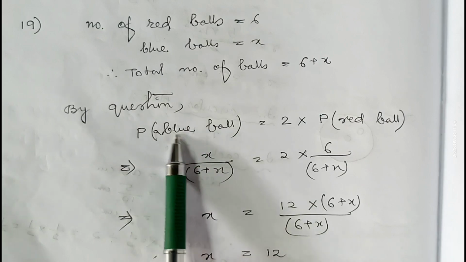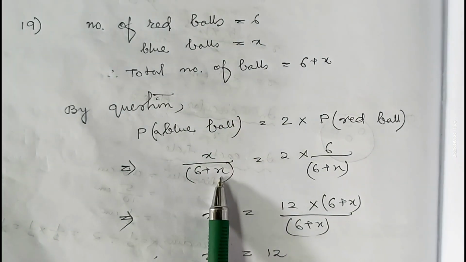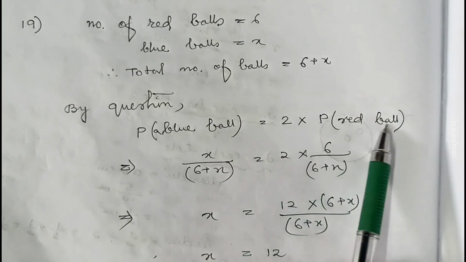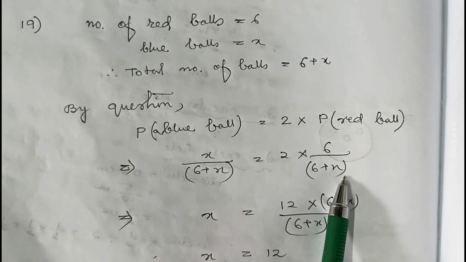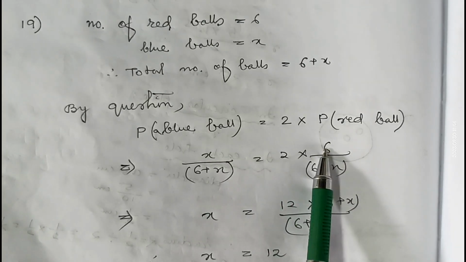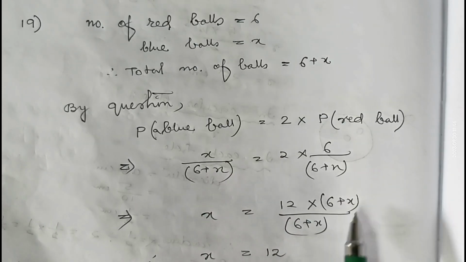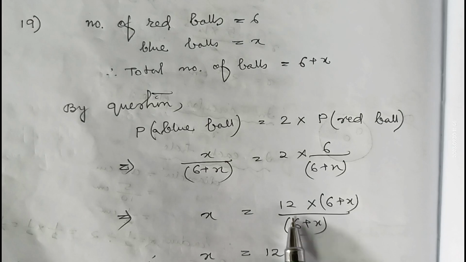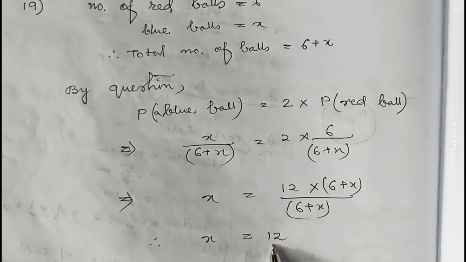Now what is the probability of a blue ball? The number of blue balls is x, so x by 6 plus x equals 2 times the red ball probability. Here the number of red balls is 6, so it will be 6 by 6 plus x. Now if I cross multiply, x equals 2 into 6, that is 12, and 6 plus x into 6 plus x can be cancelled, so we are left with 12. Therefore the number of blue balls is 12, and that's the required answer.